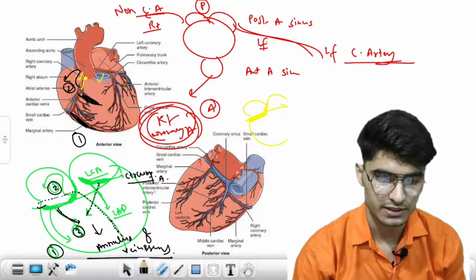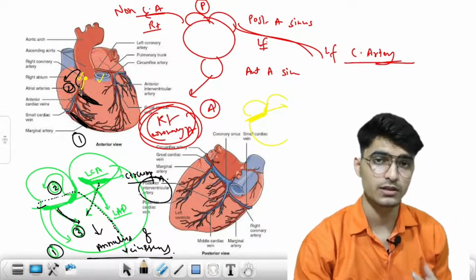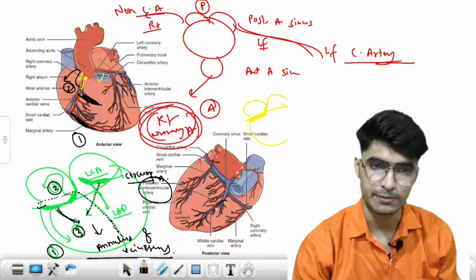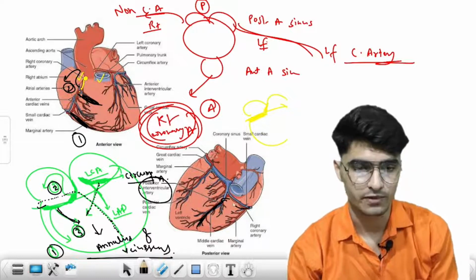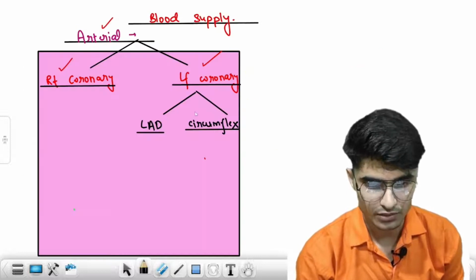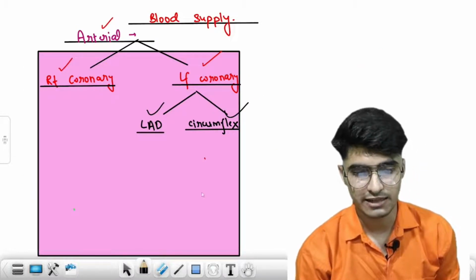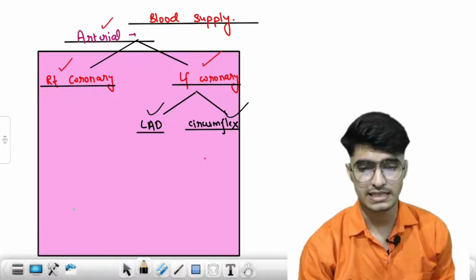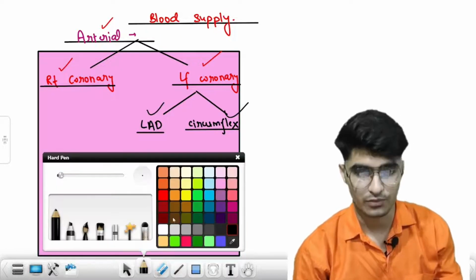This posterior interventricular artery supplies the posterior third area of the septum and the AV node, right? So this is the right coronary artery, and now we will discuss the left coronary artery, and we do have two branches: the left anterior descending branch, and the second one is the left circumflex artery.